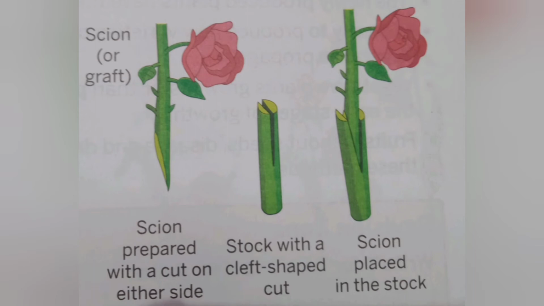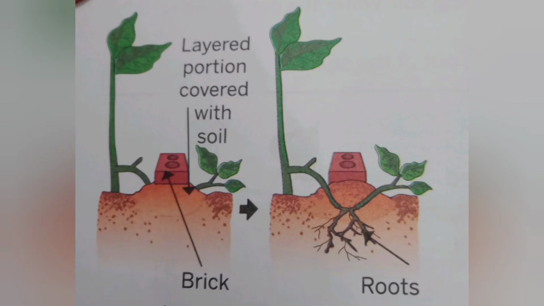Next comes layering. So what is done in layering? A part of the branch of a plant is bent down and covered with soil. The remaining part of the branch remains above the ground. A heavy brick is placed over the layered soil, which is watered regularly. Once the roots start developing, new shoots start to grow from the ground. The branch can then be cut from the parent plant. As you can see in the picture, it can be cut from the parent plant because it has developed the roots.